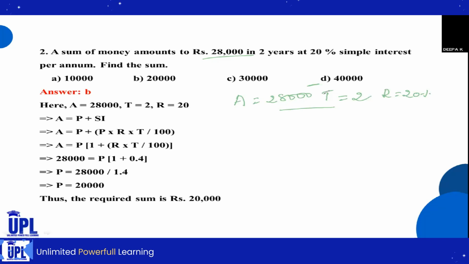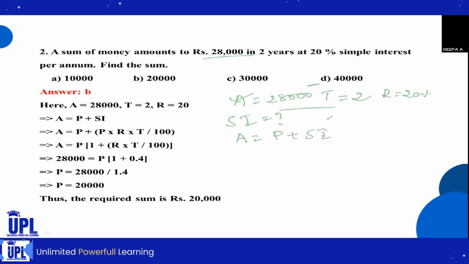Then here we have to find the simple interest. So here amount will be there and we have to calculate simple interest. So here simple interest is equal to PTR divided by 100. Finally we have to find out the sum, and the sum is nothing but P. So here we have to calculate SI and P both. So we can't take the SI formula directly. So I am going to take the formula A equals P plus SI.